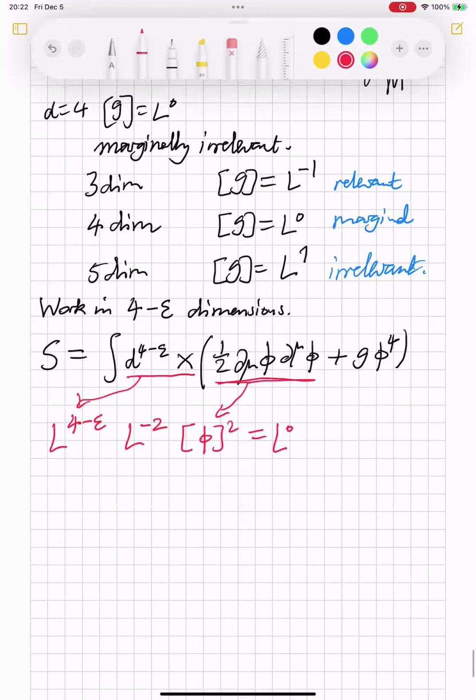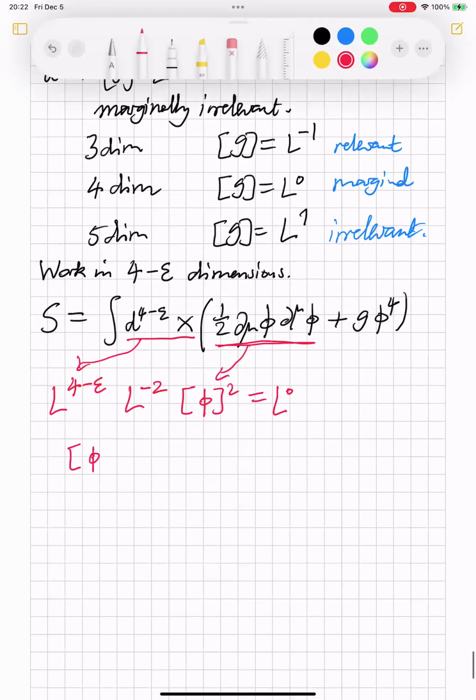Well, this is easy to get. This is L to the epsilon minus 2. And so we can now work out what is the dimension of φ itself. Dimension of φ will be L to the epsilon over 2 minus 1. Good. Now with this result, we can analyze this last term in the action.